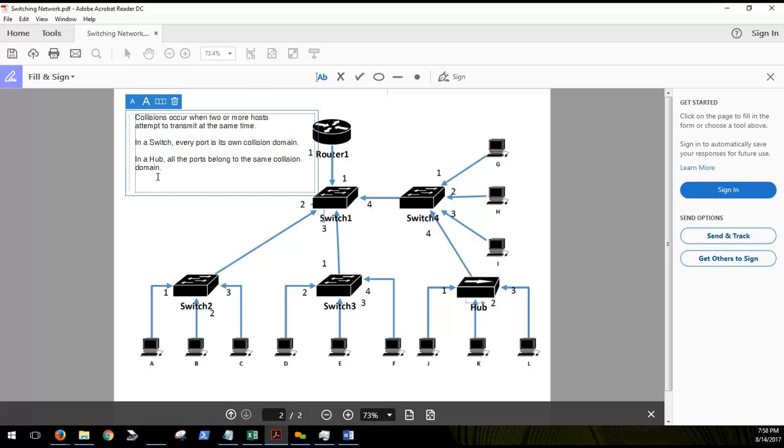Now, routers can also be used to break up collision domains, but they're not the best device to do that. Can you write down something about routers? Okay.